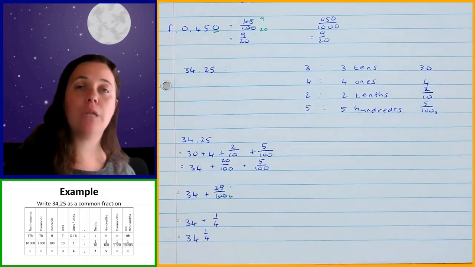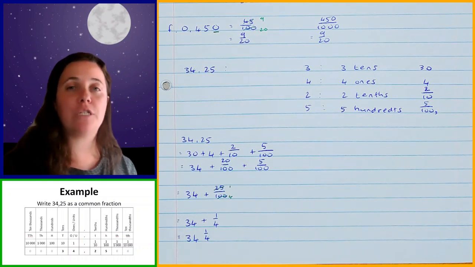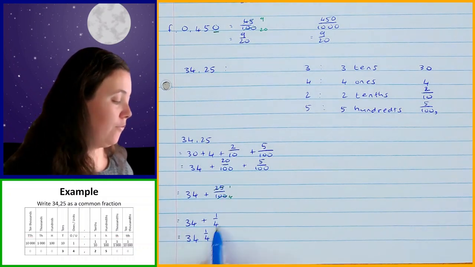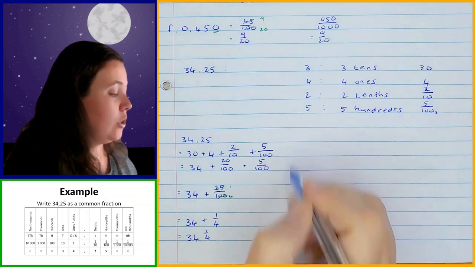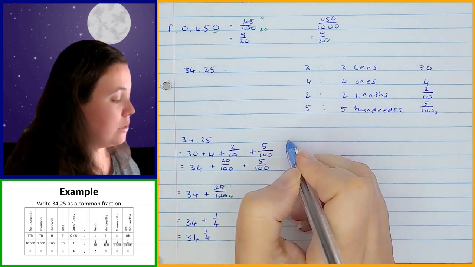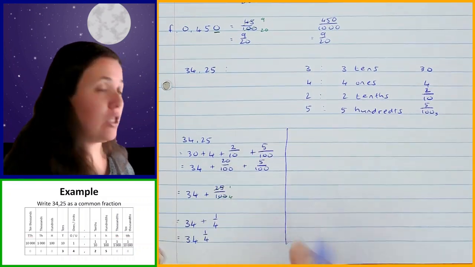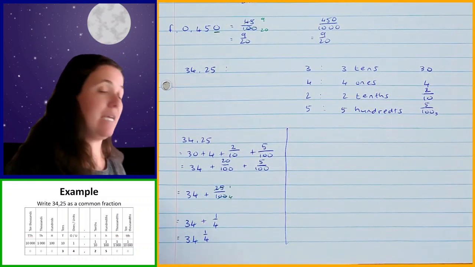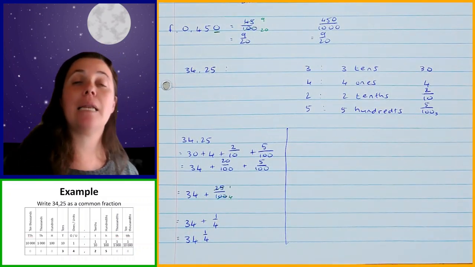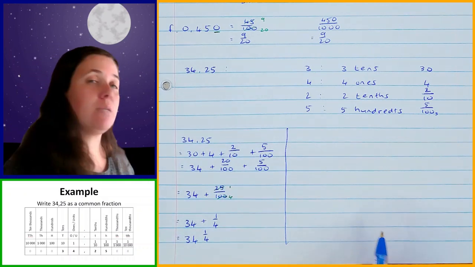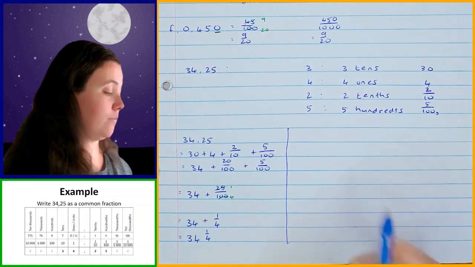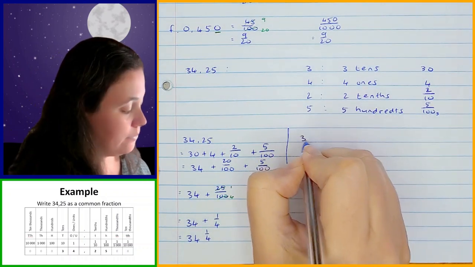Remember, when you add a whole number and a fraction, we're going to just put it together as a mixed number. So 34 and a quarter is the same as 34 plus a quarter. So that's the long way of doing it. Now there's the short way of doing it, but there are two ways of writing it. The one way is if I want to write it as an improper fraction or if I want to write it as a mixed number. So first I'm going to show you the mixed number version. So 34.25.